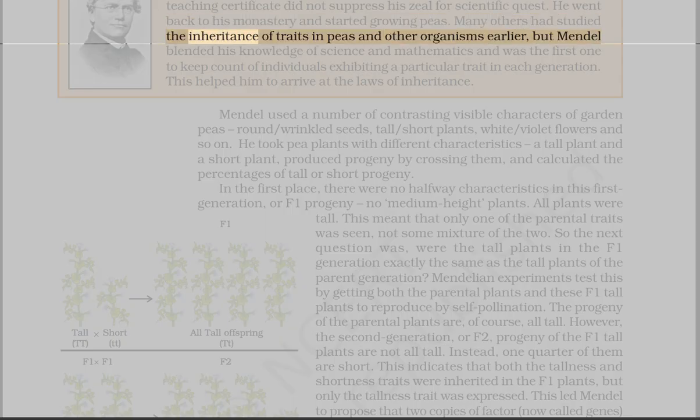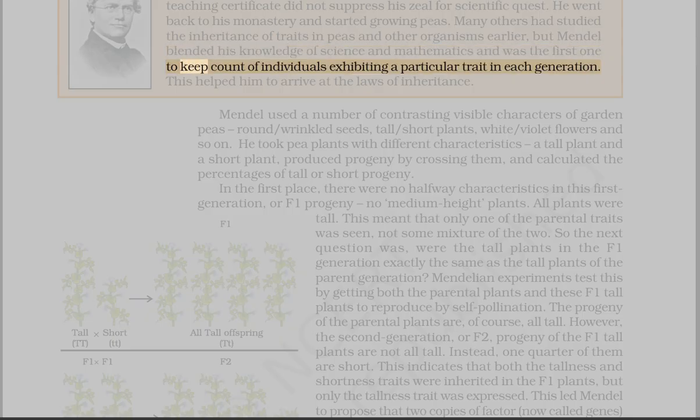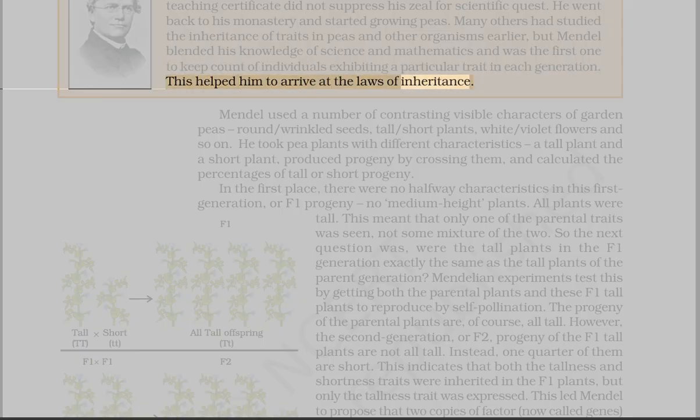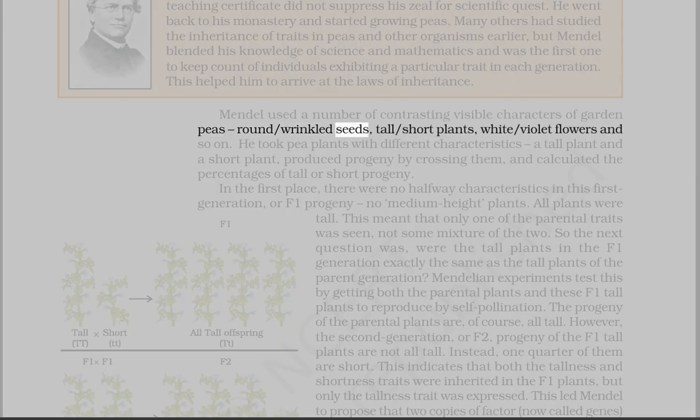Many others had studied the inheritance of traits in peas and other organisms earlier, but Mendel blended his knowledge of science and mathematics and was the first one to keep count of individuals exhibiting a particular trait in each generation. This helped him to arrive at the laws of inheritance. Mendel used a number of contrasting visible characters of garden peas: round/wrinkled seeds, tall/short plants, white/violet flowers, and so on.